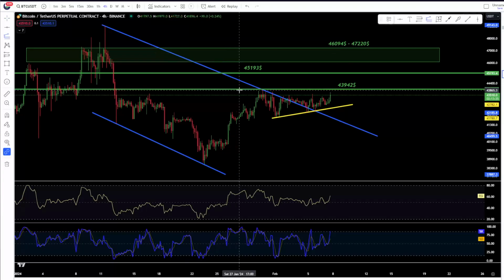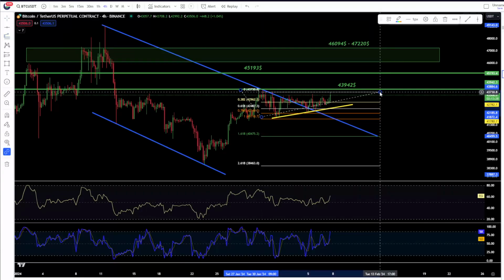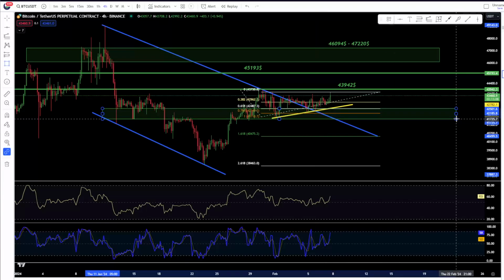Looking the other way, in a similar way, you can determine support when the price changes its direction. And here, first of all, it is worth defining a strong support zone from $42,501 to $41,721.